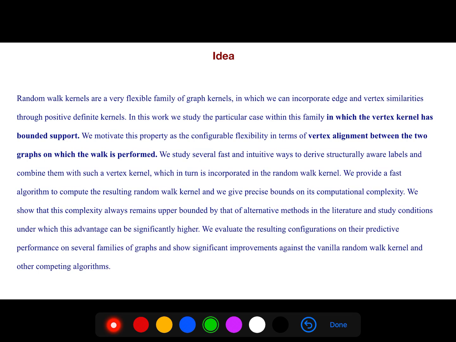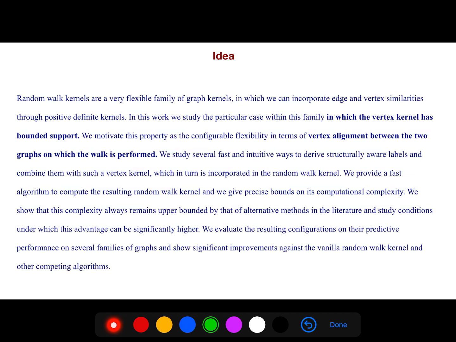So in the past three videos, I've talked about random walk kernels from different perspectives. Now this article is also relevant to that. They are a very flexible family of graph kernels in which we can incorporate edge and vertex similarity through positive definite kernels. In this work, we study a particular case within this family in which the vertex kernel has bounded support.